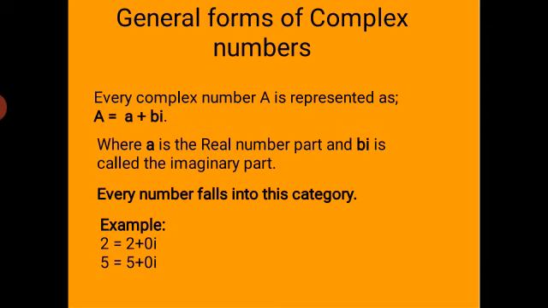Example, 2 can be represented as 2 plus 0i in the complex number system. 5 can also be represented as 5 plus 0i in the complex number system. So meaning all the numbers that we come across in mathematics fall into this category. Just that in disguise, the 0i is represented in disguise. Why is it so? So you get to understand why the 0i attached to all these numbers have been erased, or we no longer see them in our level of mathematics.